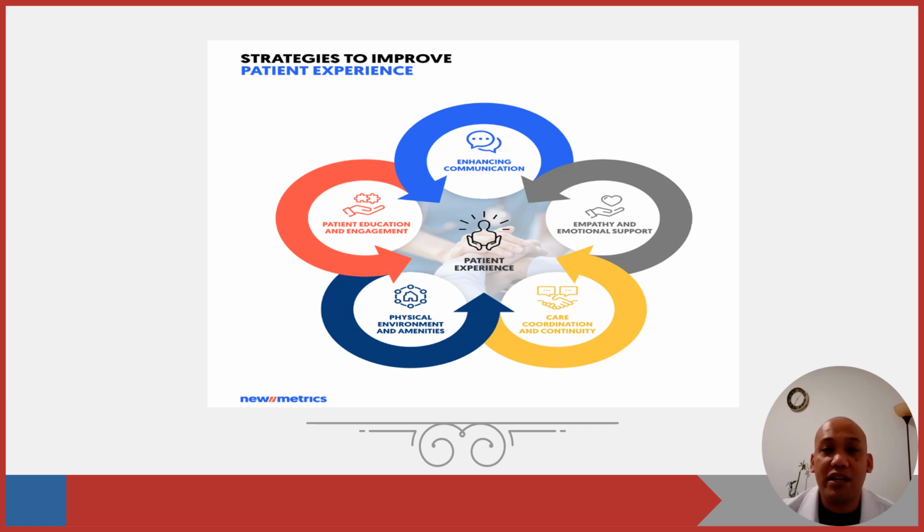Number three is care coordination. Fourth is physical environment and amenities. So make sure that our environment is clean, that our amenities are appropriate to the patient's conditions, as well as the family. And the last one is patient education and engagement. Of course, we need to educate our patient so they will have a better experience, as well as patient outcome and compliance of the patient and family members.